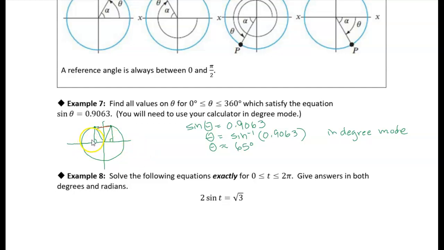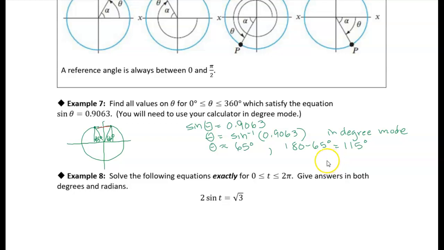Right, now it's in the second quadrant. So what is that angle? Well, you can see they have the same reference angle, and that reference angle is 65 degrees, right? So this angle over here is 65 degrees. That one's also going to have a reference angle of 65 degrees. So the other angle is going to be essentially 180 minus 65 degrees. So the other one is 180 minus 65, and that's 115 degrees.